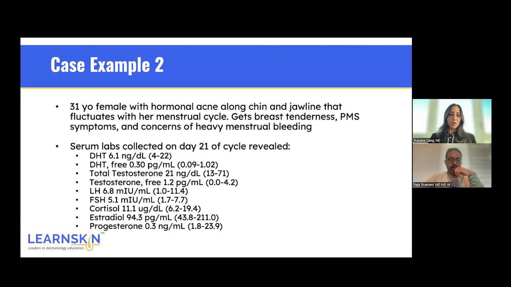So this time it revealed a normal free and total DHT. Her free and total testosterone are looking healthy and within normal limits. Her FSH to LH ratio is closer to that 1-to-1 ideal ratio. LH a little bit higher, but also indicating that she had some ovulation there. Her cortisol is looking healthy. Estradiol doesn't look alarming in this situation, and her progesterone looks subpar at that 0.3. So I'm already thinking, okay, she seems like she's having a little bit of lower progesterone or progesterone insufficiency here, but I don't exactly know what's happening with her estrogen or what's going on with her metabolites.